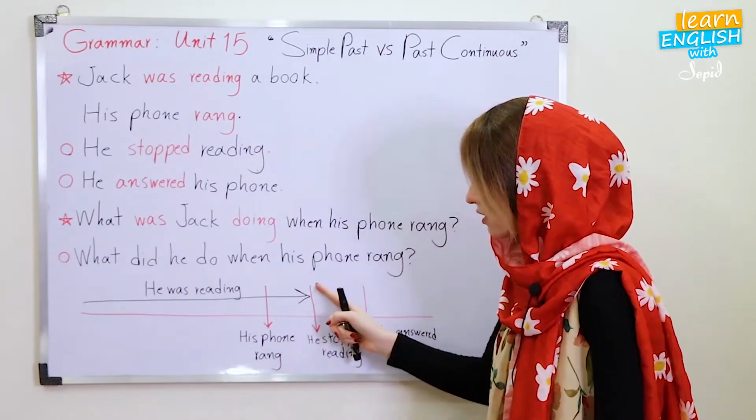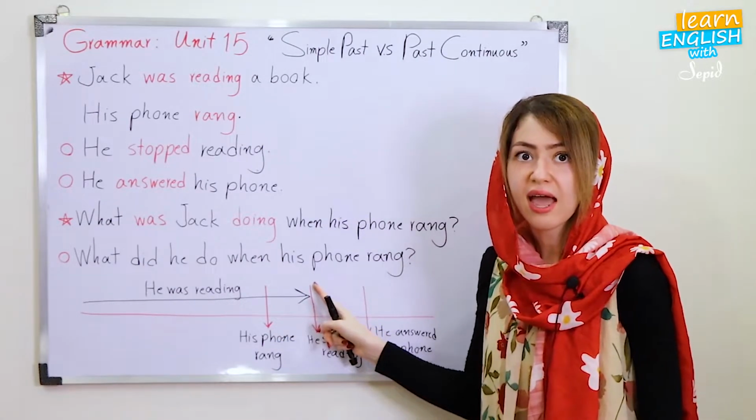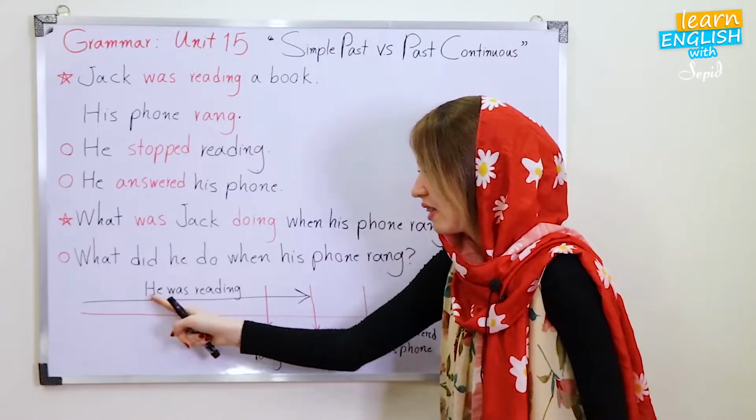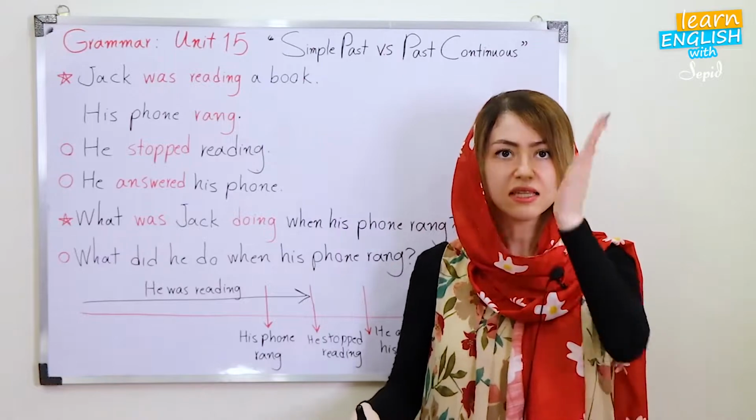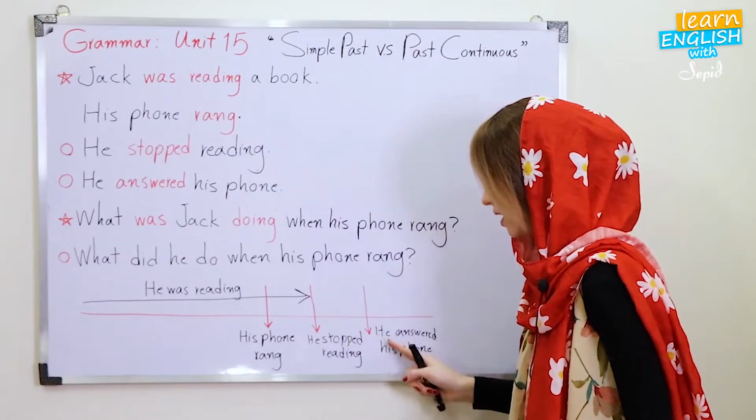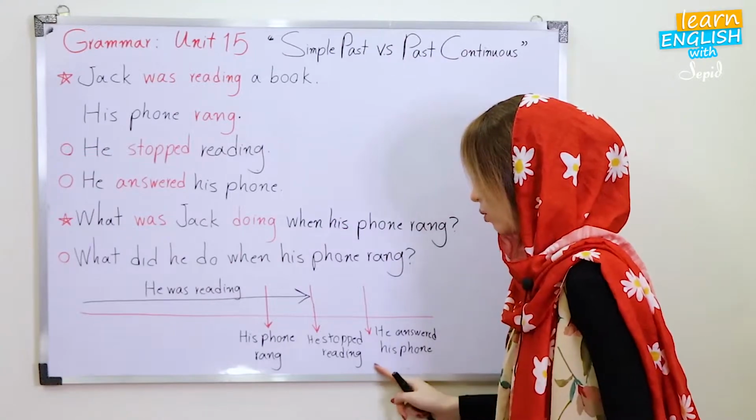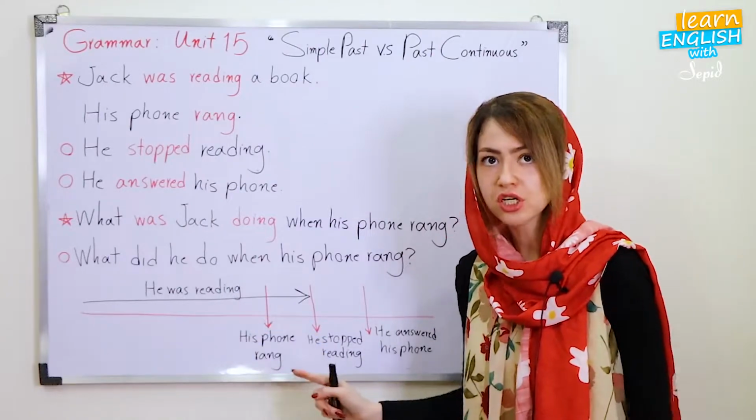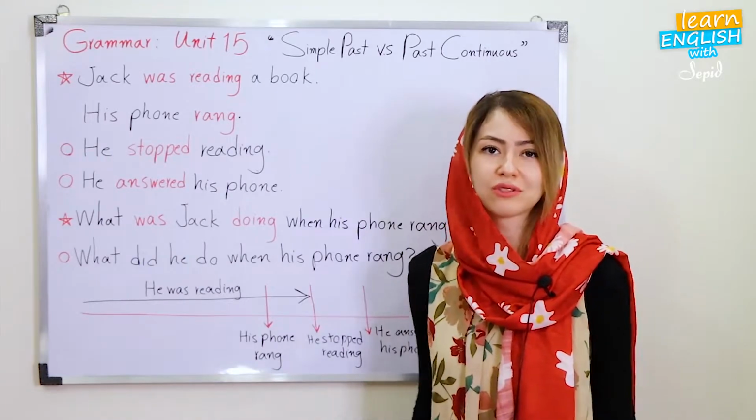In this part, we see that here his phone rang and here something happened. That thing is that at the end of this action, he stopped reading. So that's the end of this action. And after stopping that, he answered his phone. And that is one action that he changed. He changed the continuous action into a single action. Let's get to know more through more examples.